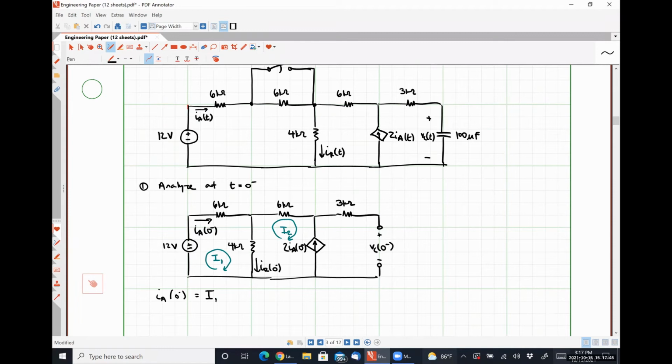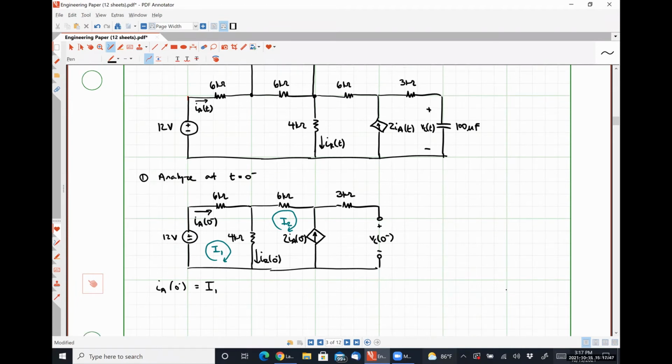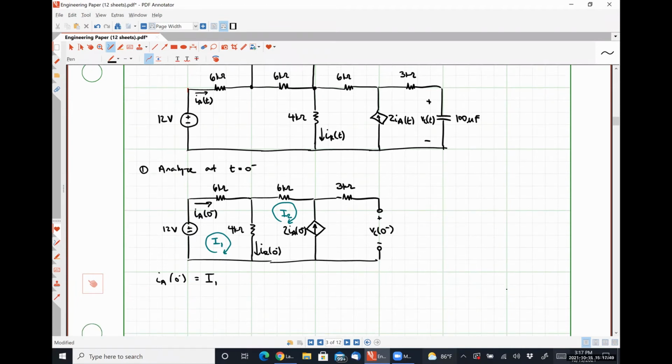All right. I have a current source in my circuit, so I'm going to need my current relationship. Okay. So I know that twice IA at 0 minus is equal to what? Negative I2.